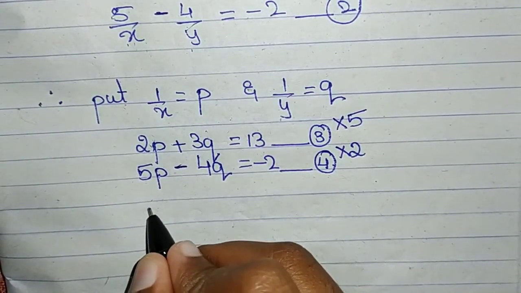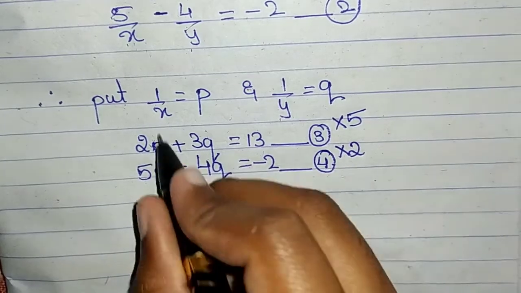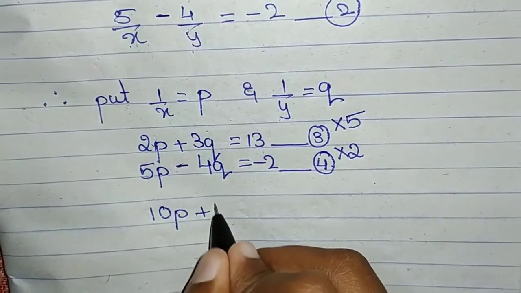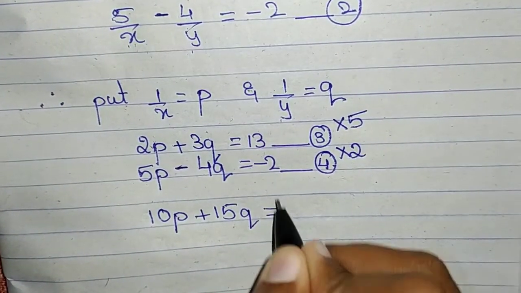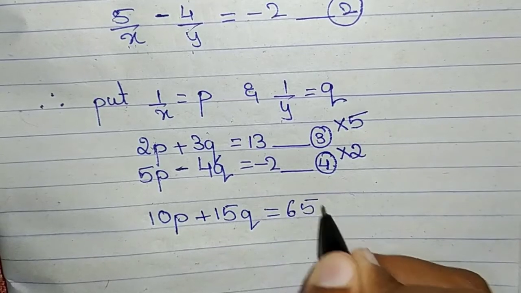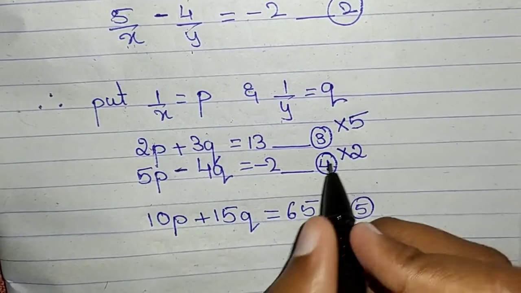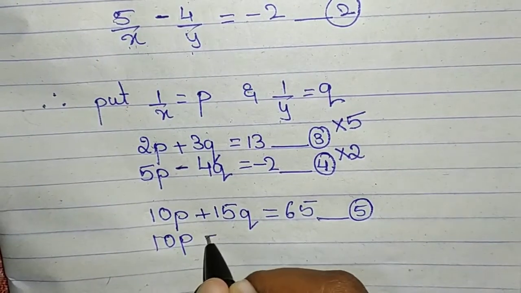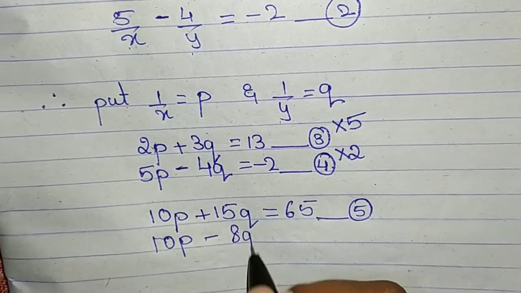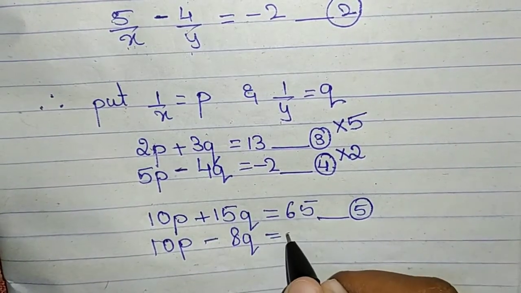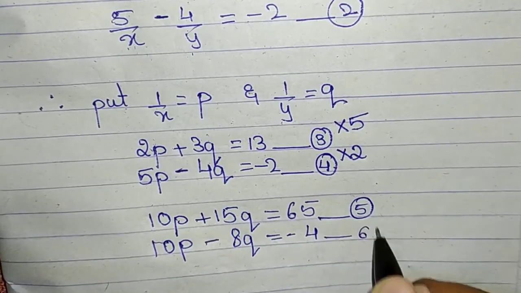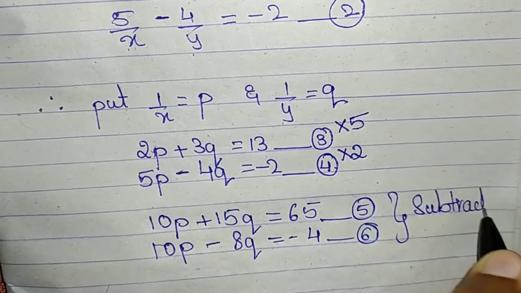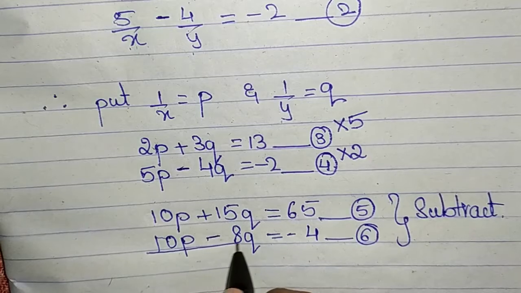So rewriting the equations, we get 5 2s are 10p plus 5 3s are 15q is equal to 13 5s are 65. This is equation 5. Now once again 2 5s are 10p minus 2 4s are 8q is equal to 2 times -2 is -4. This is equation 6. Now we need to subtract them.